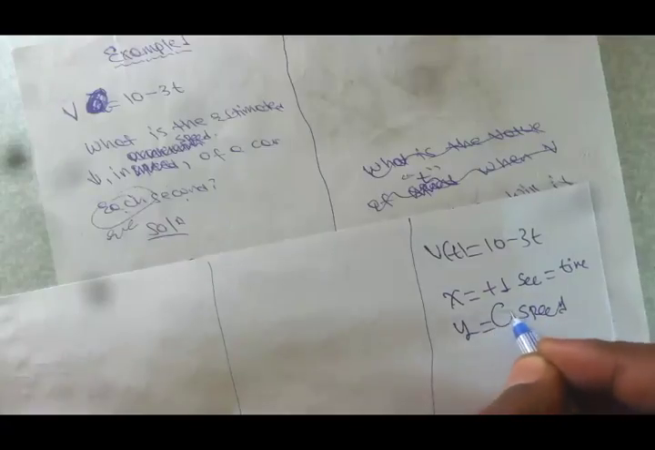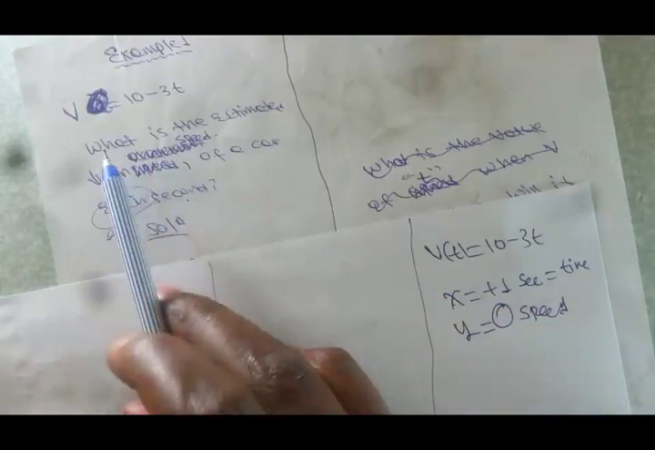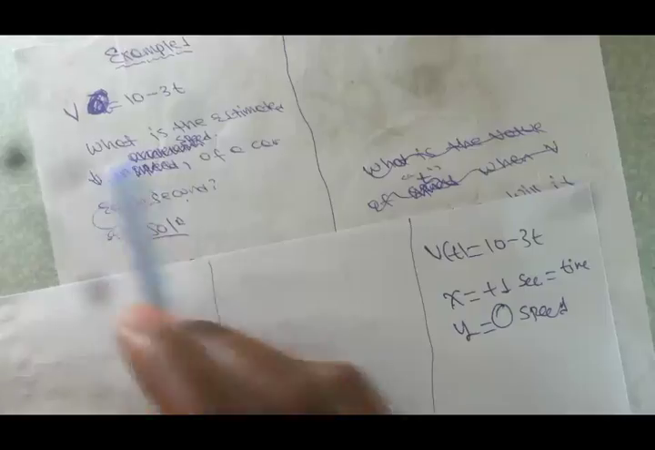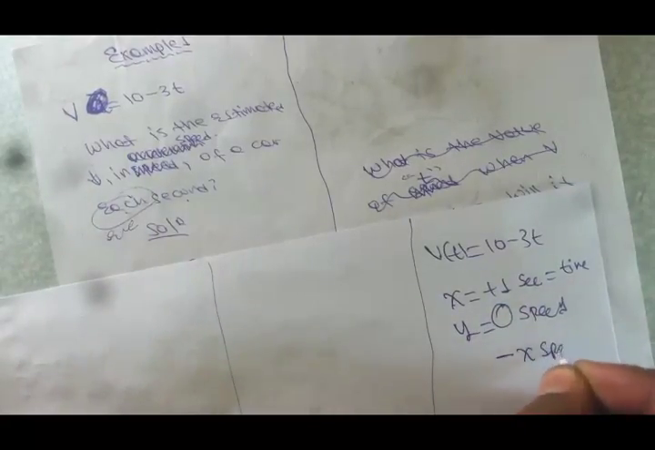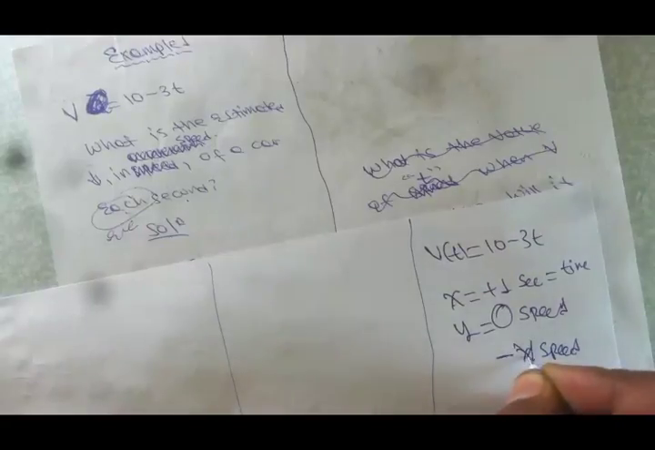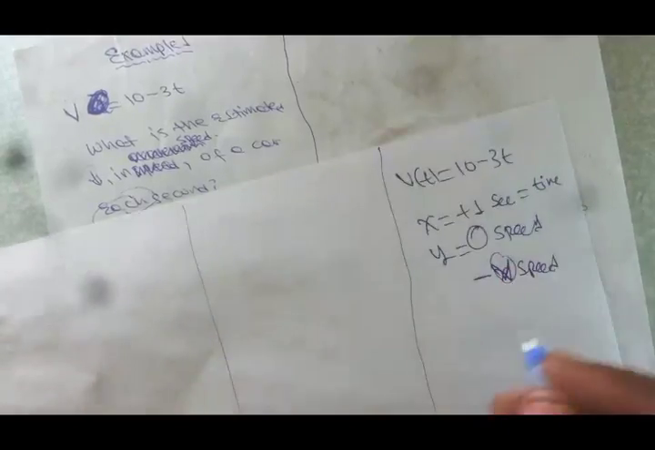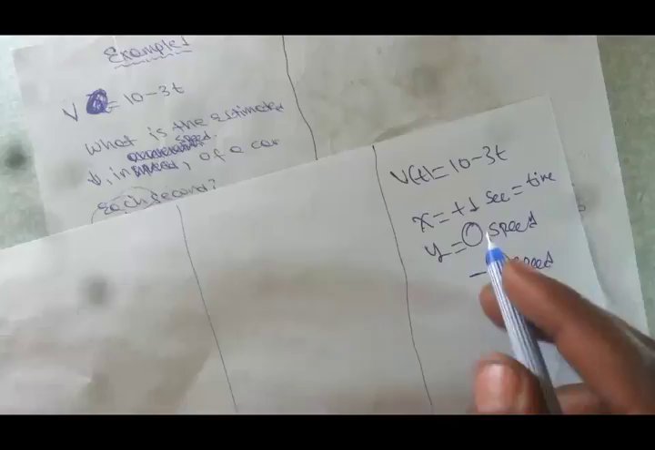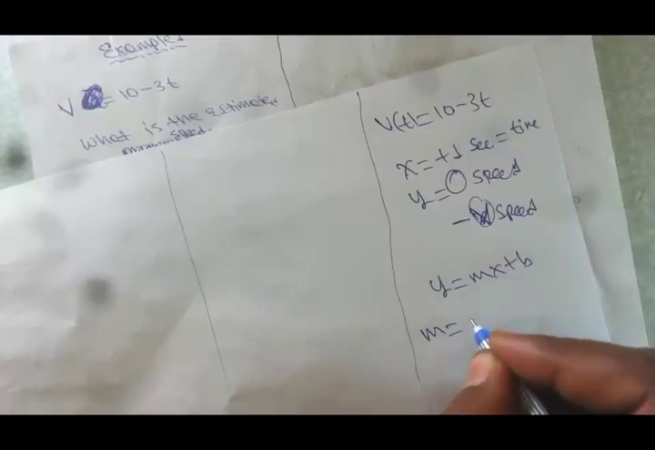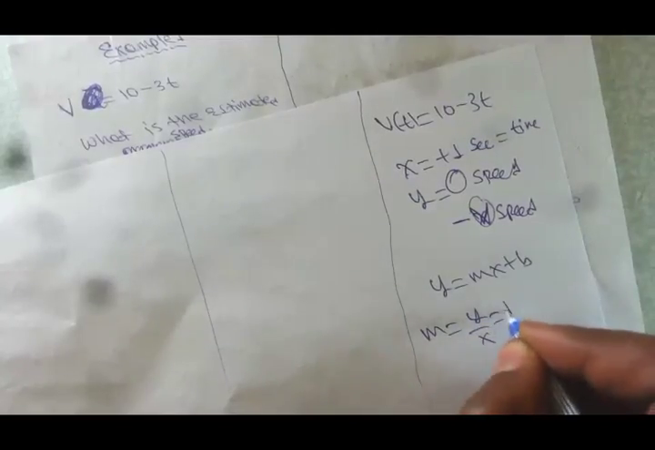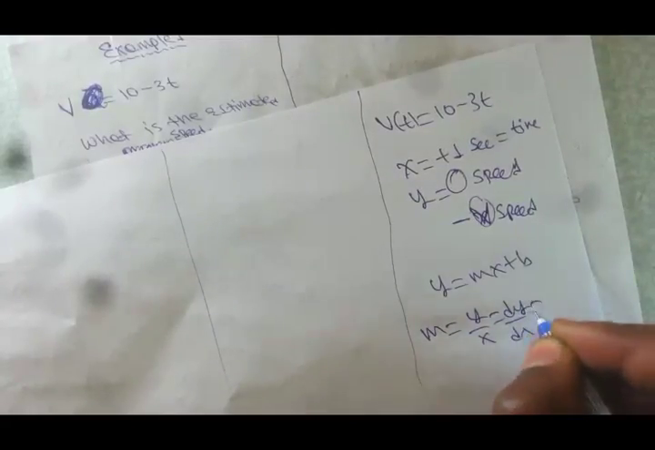And we don't know the value of this, but we are given decrease, which means we have to make negative x speed or negative v speed. We don't know what this v is, but we know that for a linear function having a form of y is equal to mx plus b, the value of m is equal to y over x, or dy by dx, is constant.